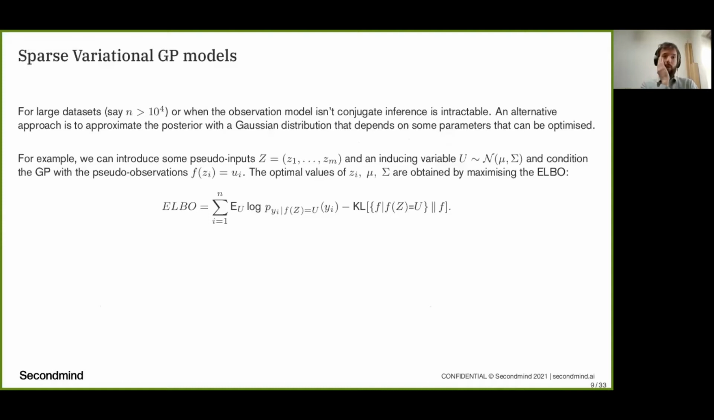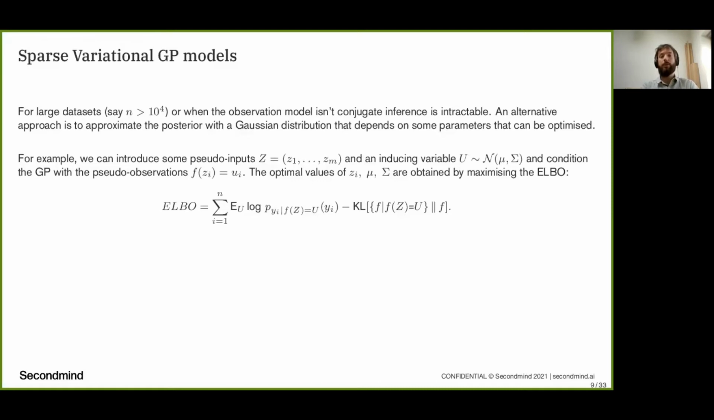We also use sparse variational Gaussian processes a lot. For large datasets, the previous expressions do not really work, just because the covariance matrix that you have to invert is too big, or if your observation model isn't conjugate. If the observation model is more complex than just Gaussian noise on top of the observations, then we don't have a closed form solution for the posterior. So an alternative approach is to try to find a Gaussian distribution that will be as close as possible to the posterior.